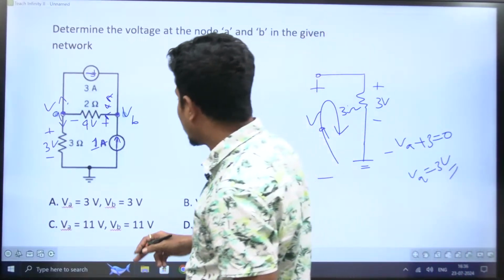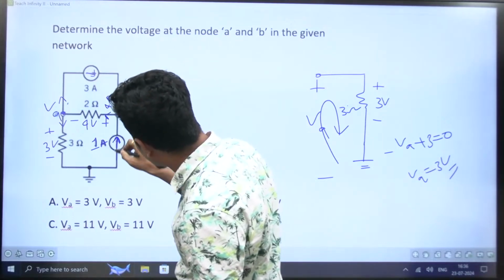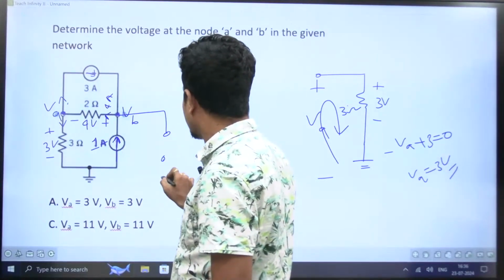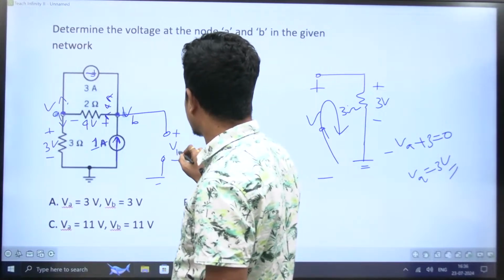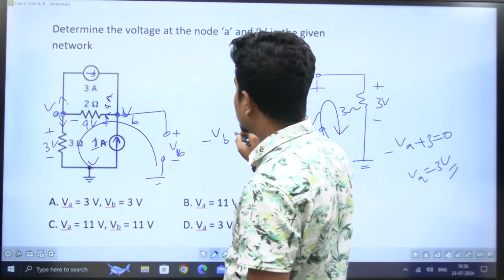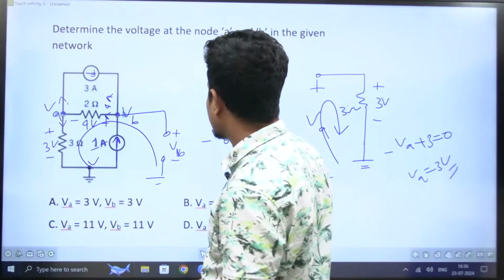Then I want VB, this voltage. But across this you can't find it directly, so write KVL. See, this way I'm taking VB. This is plus minus VB. Write KVL this way. So minus VB plus 4 plus 3 is equal to 0. I think somewhere we committed a mistake.